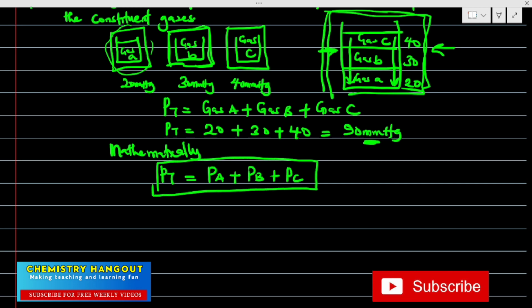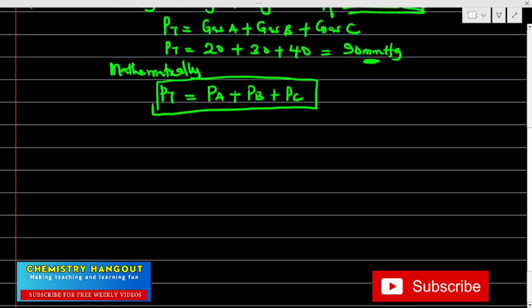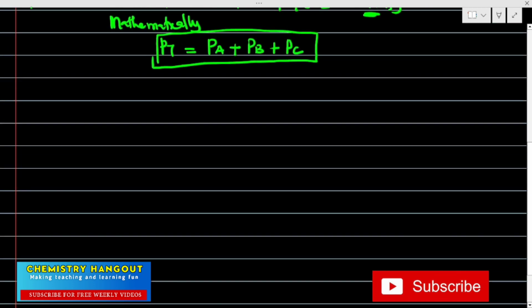So where your PT is the total pressure, while your PA is the partial pressure of A, your PB is the partial pressure of B, while your PC will be the partial pressure of C. I want to believe this is very, very clear. So if we want to calculate this quantitatively, let's move on. I want to believe that example is clear now.